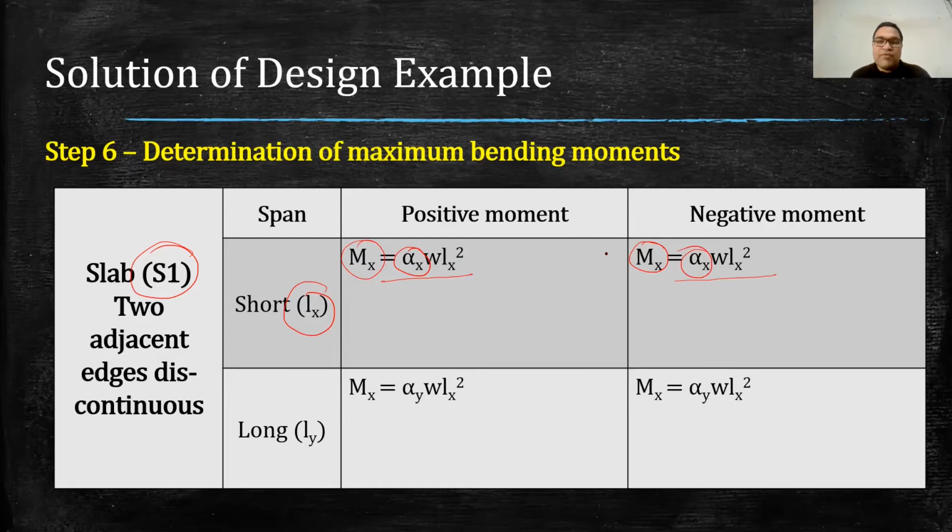Now, in the S1 case, the case is two adjacent edges discontinuous. So for this, we will see what the value of alpha x will be for positive moment, what the alpha x value will be for negative moment, and similarly what the value of alpha y will be for positive moment and for negative moment. Now I will show you the table in the IS code, and there we will decide the value of alpha x in these two cases and alpha y in these two cases.